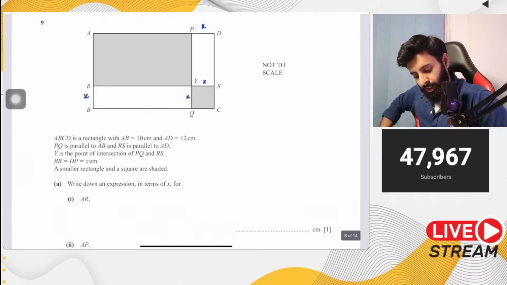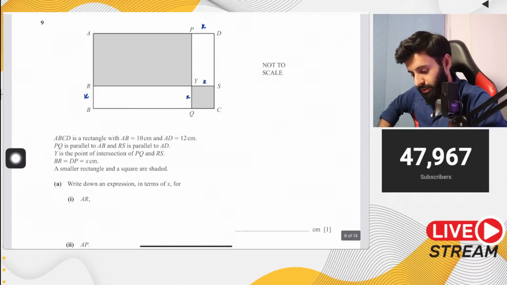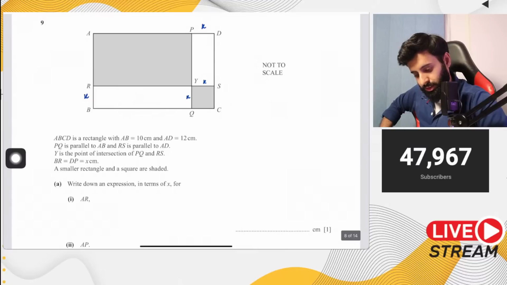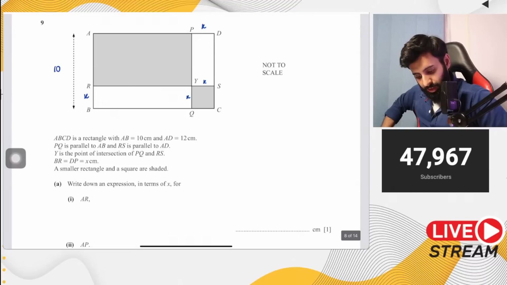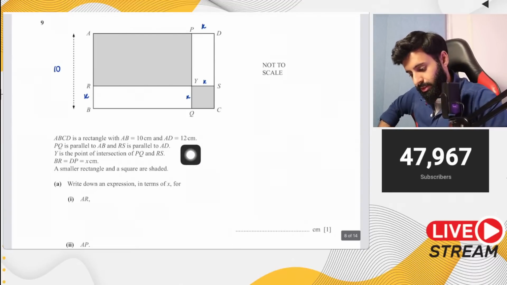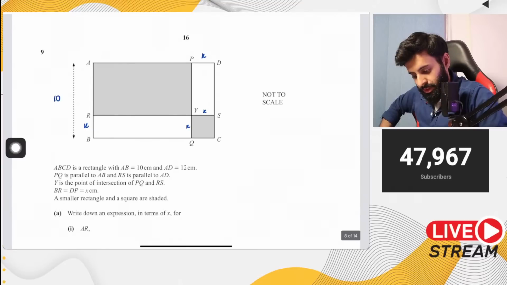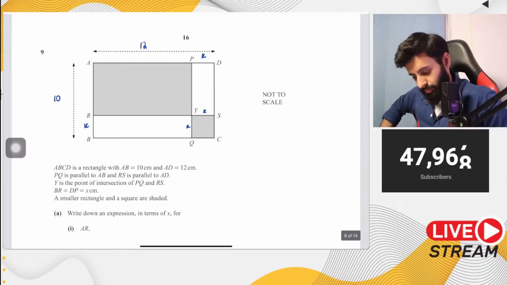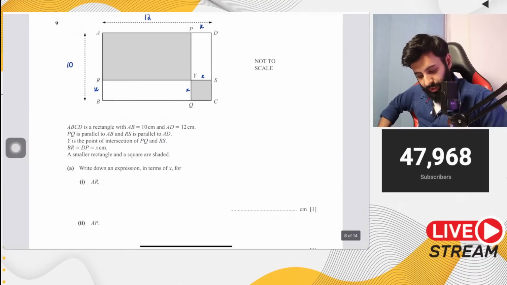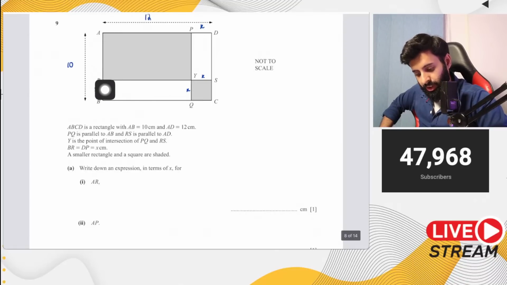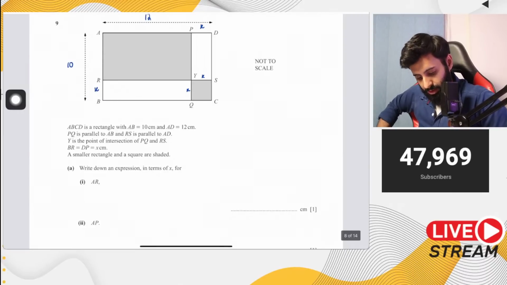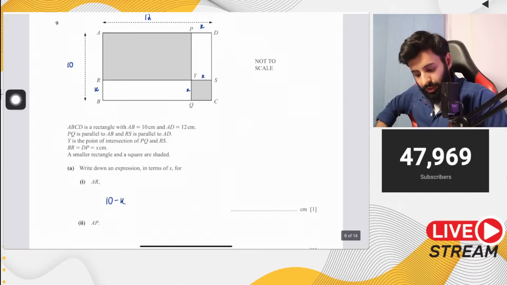Okay. So then it says AB is 10 centimeter. So let's write that down. AB is 10 centimeter. Then it says AD is 12 centimeter. All right, so let's make a note of that as well. Okay. Then it says write down an expression in terms of x for AR. Okay, what's AR? AR is right over here. So AR we can tell is going to be 10 minus this length. So that means 10 minus x.